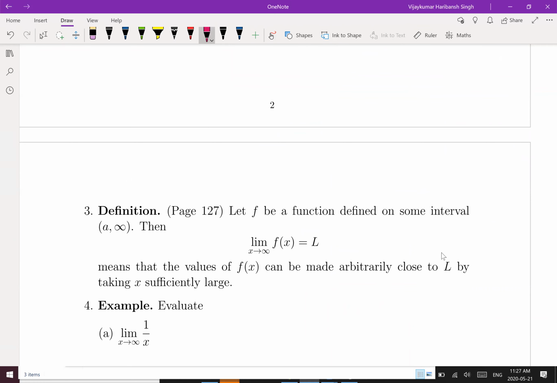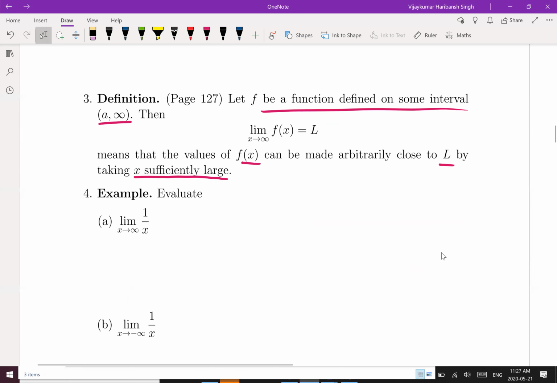We say, suppose f is defined on some interval from a to infinity. Then we say limit as x goes to infinity of f of x is L if f of x can be made close to L by taking x sufficiently large. So the idea is this: x going to infinity is basically taking x sufficiently large. So this is what it means by x going to infinity. So what is limit as x goes to infinity of 1 over x? In that case, we already saw this is 0.